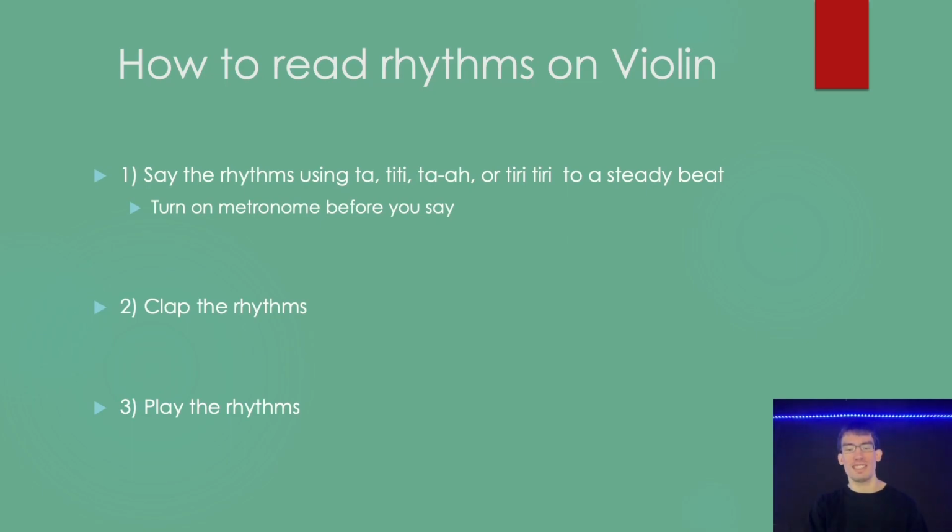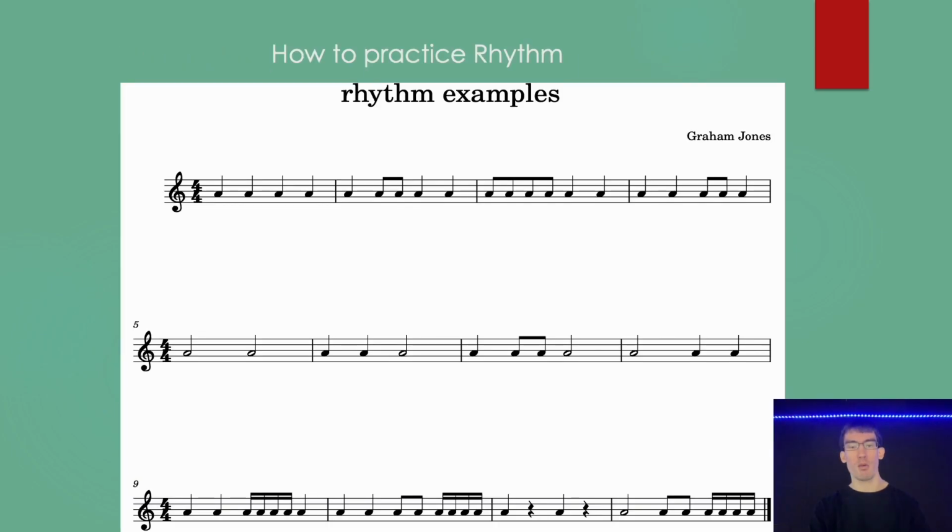There is a process to reading rhythms on the violin. First, you should say the rhythms using ta, ti, ti, tiri, tiri, or whatever it is, using a steady beat. Then, clap the rhythms. Then, you play the rhythms on your instrument. I will now show you how you should practice rhythm. In the first example, you see a few quarter notes, and you also see some eighth notes. Hopefully, you remember for quarter notes, you will say ta, and for eighth notes, you will say ti, ti.